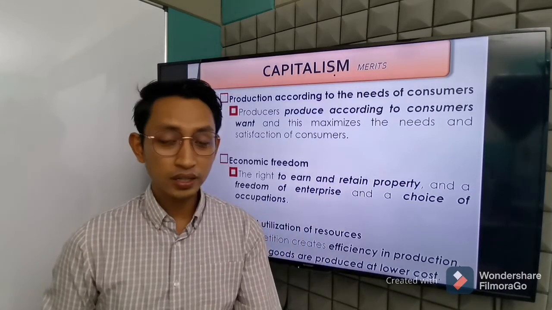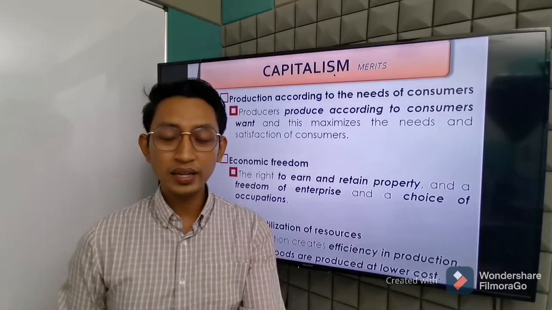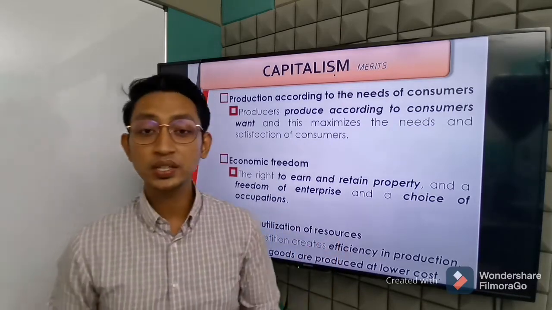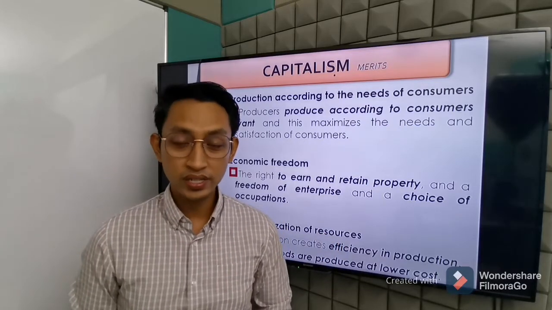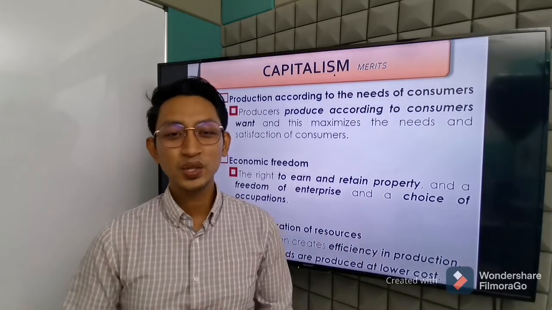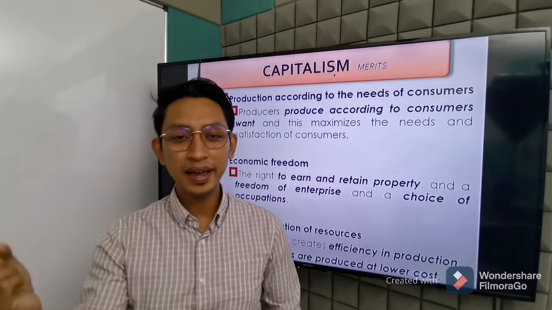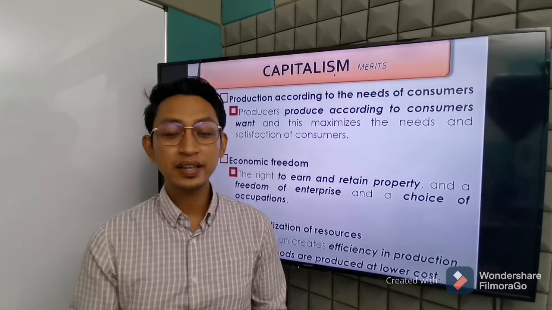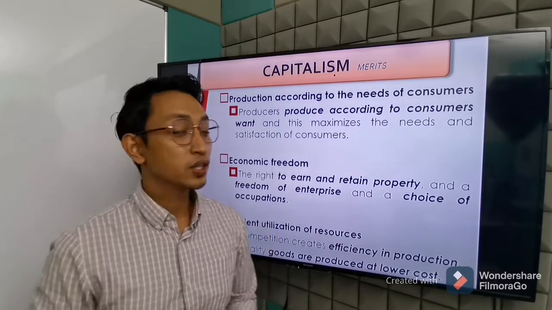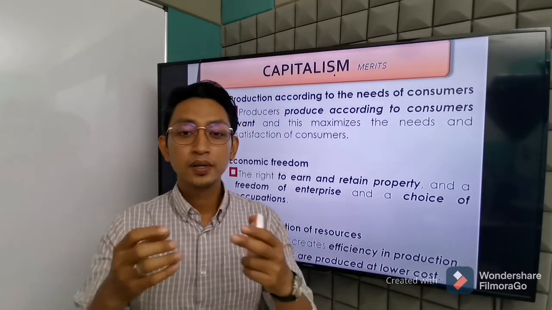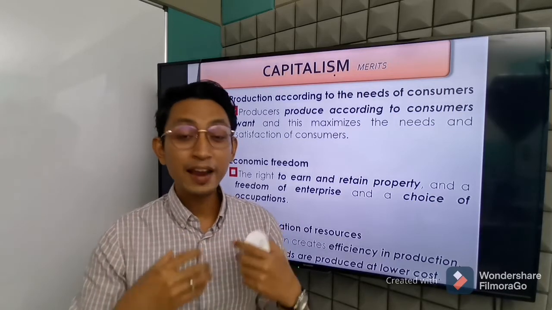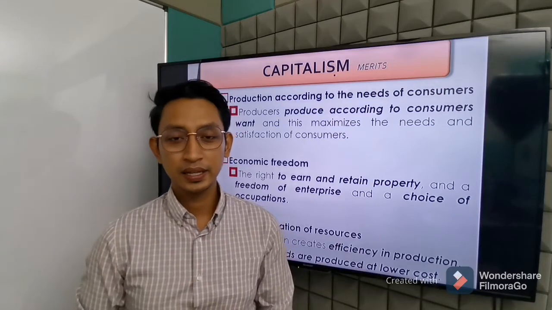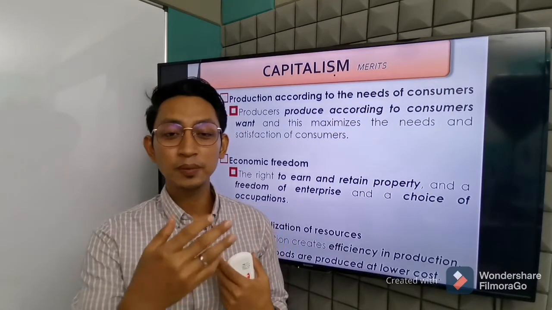Then when the cost is reduced and the product is sold to the customer at a lower price, that's what we call efficient utilization of resources. Everybody is happy. You get the profit that you want, the customer gets the goods at the quality that they wish for, and at the price that they are able to pay. Okay, so this is what we call private interest leads to the public interest.